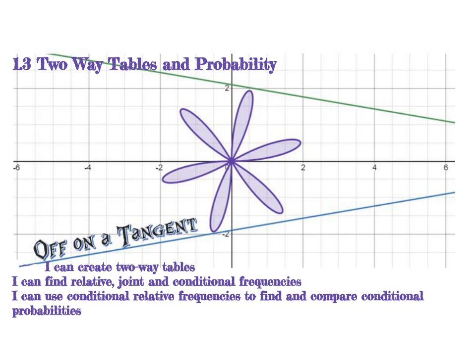Hello and welcome. In this video, we're going to learn about two-way tables and probability. Our goals are that we can create two-way tables, that we can find relative, joint, and conditional frequencies, and that we can use conditional relative frequencies to find and compare conditional probabilities. So let's go ahead and jump right in.